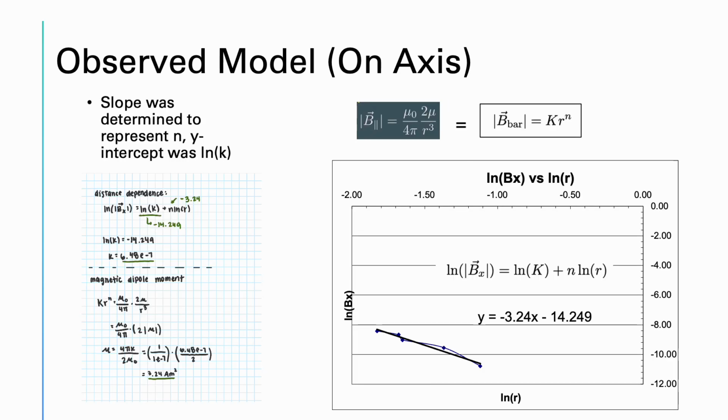Based on that information, a line was formulated as seen here, and that was used to determine n and calculate the magnetic dipole moment, or mu. And I did this by setting the on-axis dipole moment equation equal to the KRN equation and solving to get 3.24 ampere meters squared.